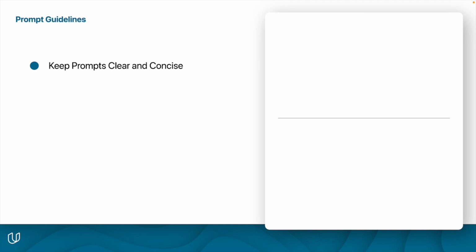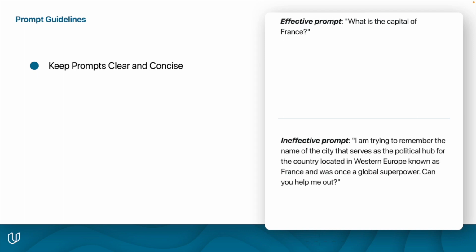So first, keep prompts clear and concise. You're going to want to make sure that the prompt clearly states the task or question that you want the language model to answer or generate text for. You'll want to avoid using overly complex language or providing too much background information. Let's take a look at a couple of examples. So an effective prompt might be, "What is the capital of France?" While an ineffective prompt might be, "I'm trying to remember the name of the city that serves the political hub in the country, da da da da da da."